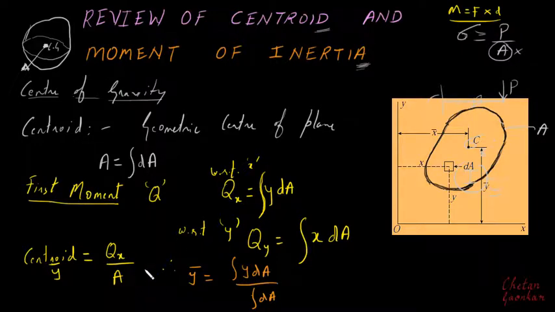Fine. This area was integral of dA and Qx is integral of y dA. So y bar is integral of y dA by integral of dA, where integral of y dA is the first moment with respect to the x-axis, and integral of dA is nothing but the total area. So that is how we can locate the centroidal point with respect to the x-axis.